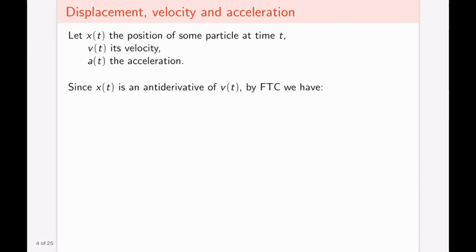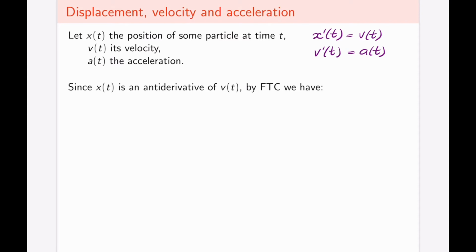So let's talk about displacement, velocity, and acceleration. If I allow x of t, a function of time, to be the position of some particle, let's say, this is generally a very physics-motivated application, then I'm going to denote by v its velocity and by a the acceleration. If you remember this from Calculus 1, then this will sound familiar, that the derivative of the position function is actually the velocity, and the derivative of the velocity is actually acceleration.